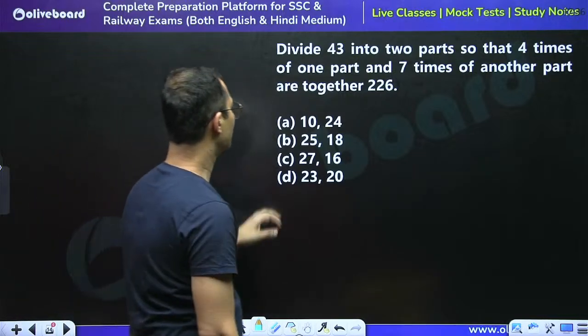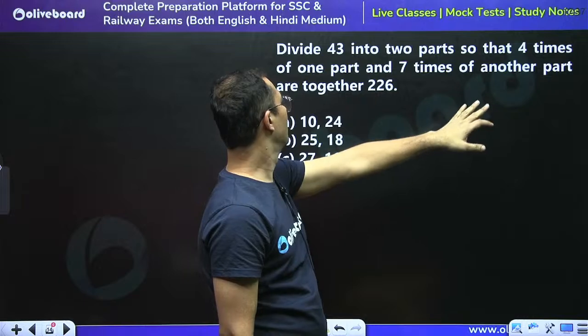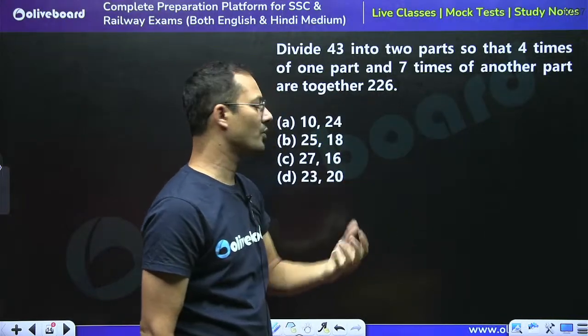The question is saying divide 43 into two parts so that 4 times of the one part and 7 times of the other part are together.